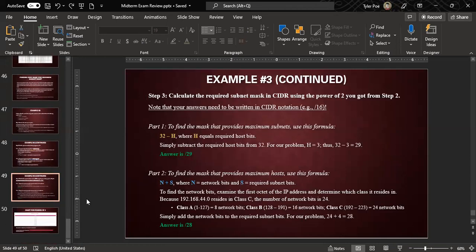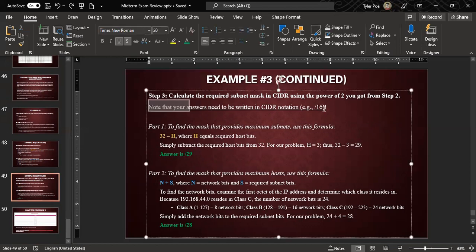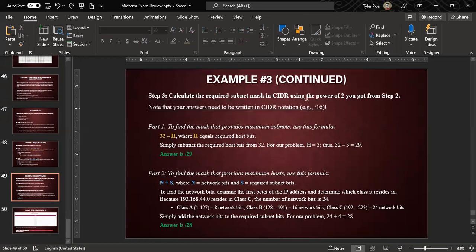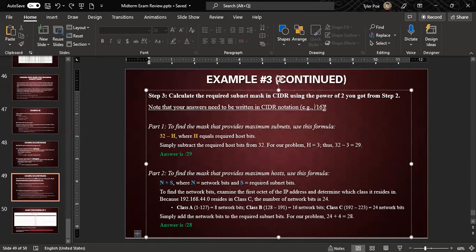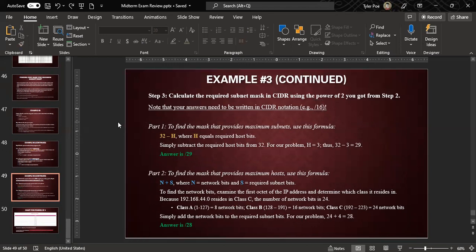So the final step is to calculate the required subnet mask in CIDR notation using the power of 2 you got from step 2. This is something I've gotten a lot of questions about. Please make sure whenever you do these questions, you always include the slash in your answer, because that's how CIDR notation is written.